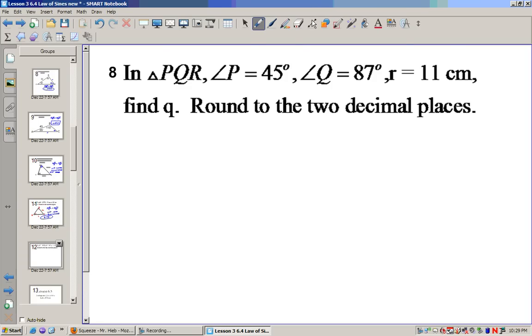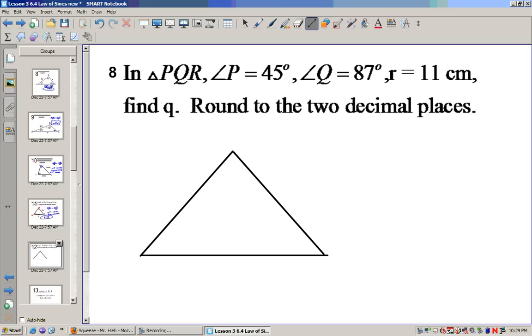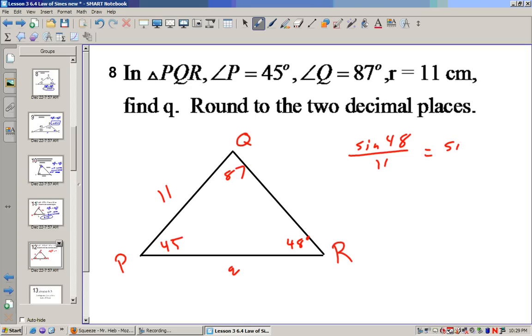Let's try this one. Try this one on your own and see how far you get. All right, if I have P, Q, R, P is 45, Q is 87, little r is 11. Let's find Q, which is over here. So 45 plus 87, subtract that from 180, and this is going to be 48 degrees. So I'd say the sine of 48 over its opposite side is going to equal the sine of 87 over its opposite side. So I cross multiply and divide.